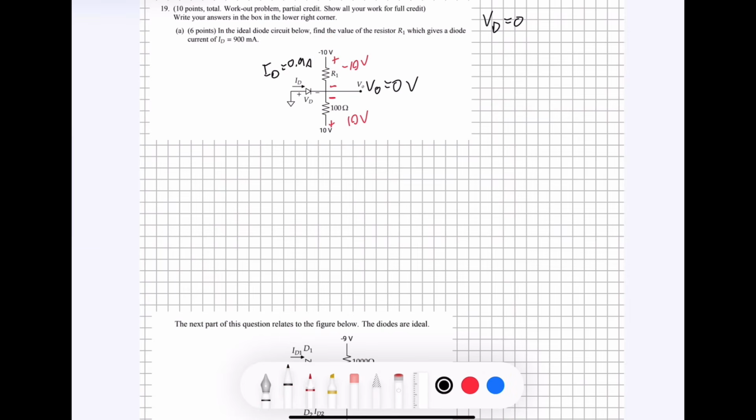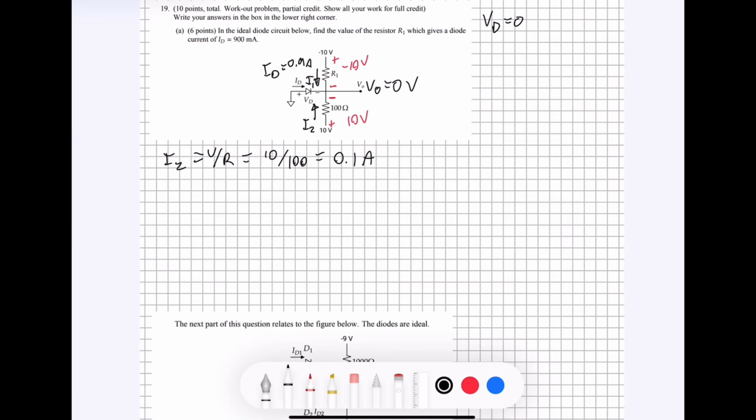Knowing that, we can now use Ohm's law on the bottom to solve for I2, which is going to be going like this. I'm also going to write an I1 right here for later. But in order to solve for I2, we can use Ohm's law. V divided by R is equal to I. And our voltage is going to be 10, and our resistance is going to be 100. The 10 comes from right here, and the 100 comes from right there. When we solve that, we get 0.1 amps. And that is the value of our I1.